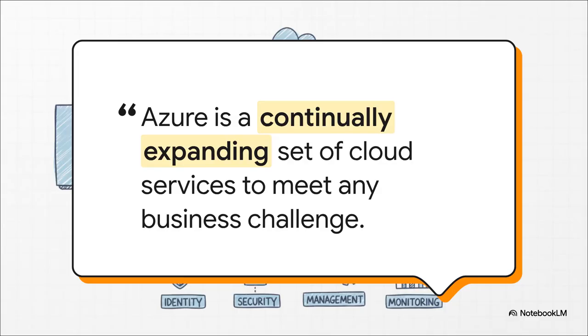And that is a wrap on core Azure architecture. You now have the essential blueprint, from the global physical infrastructure all the way to the logical way you're going to organize all your work. In our next explainer, we're going to start building on this foundation and actually explore the core services you'll be using every day. I'll see you there.